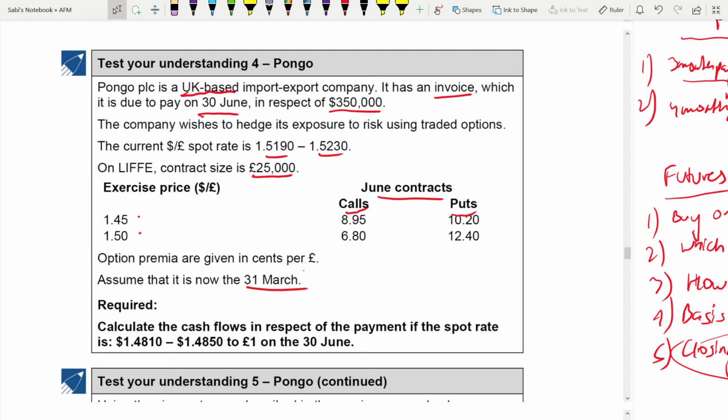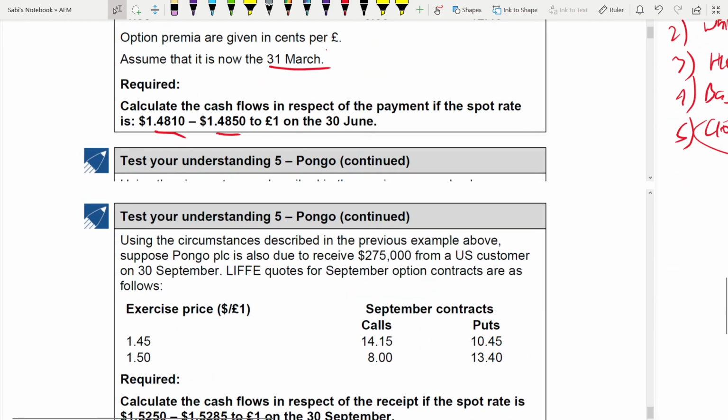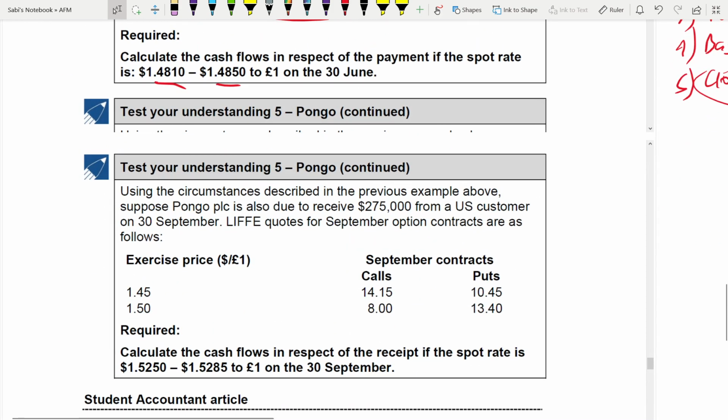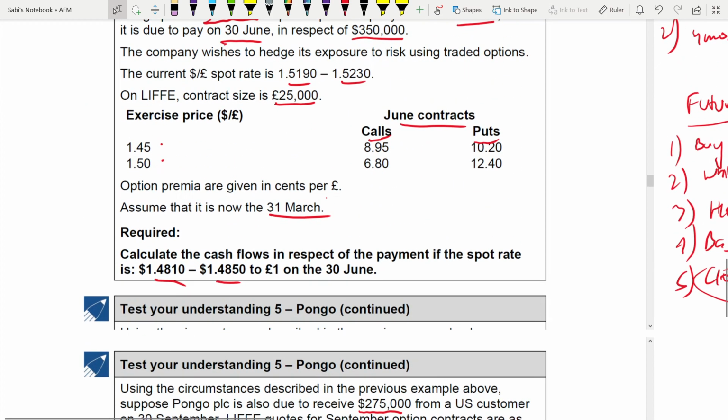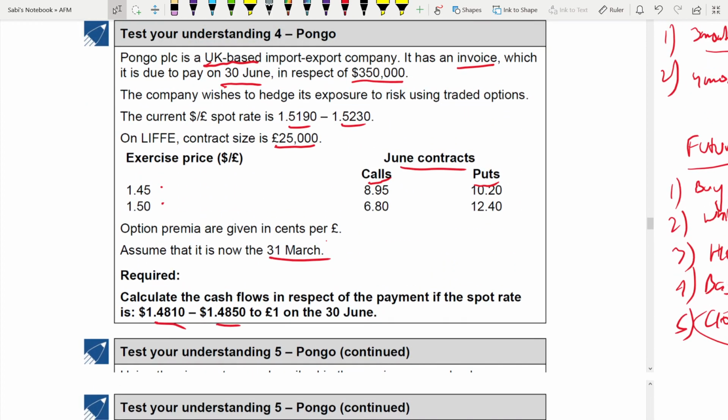So calculate the cash flows in respect of the payment if the spot rate is within this range on 30th June. They have given you the closing spot rate as well. Everything else remains the same, but here it's a receipt of 275,000. So it definitely will be the opposite.